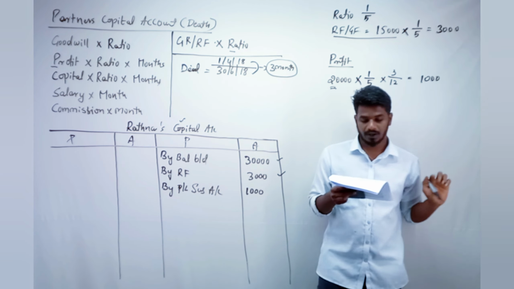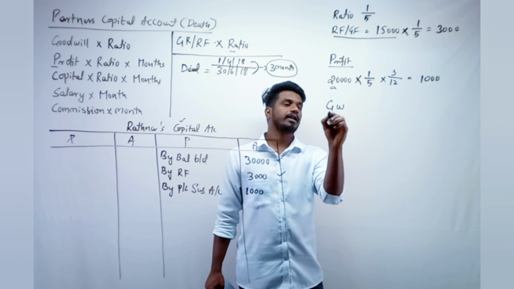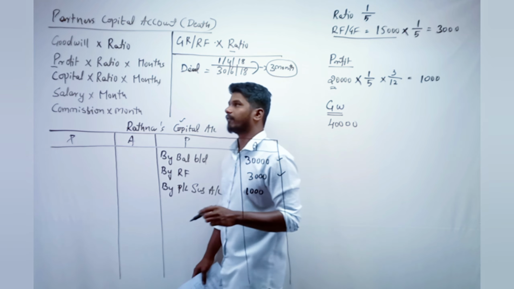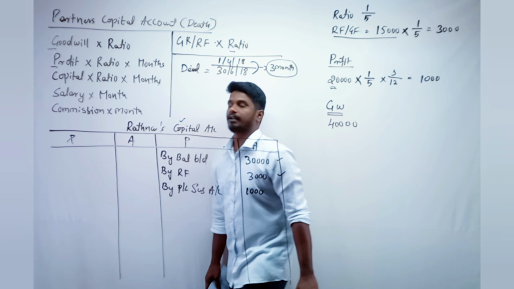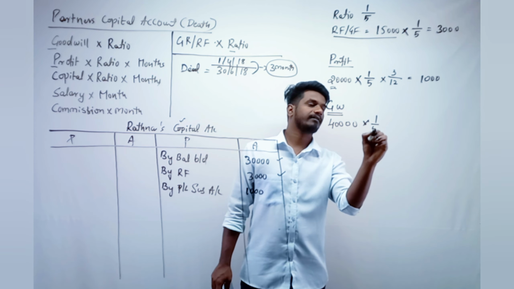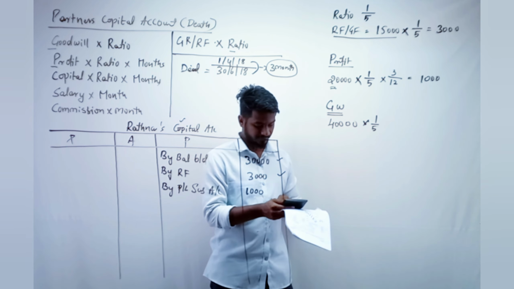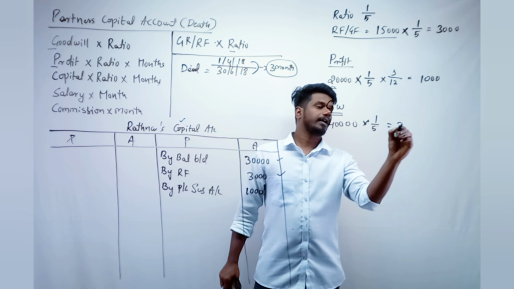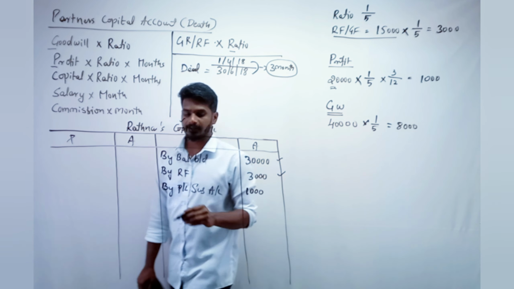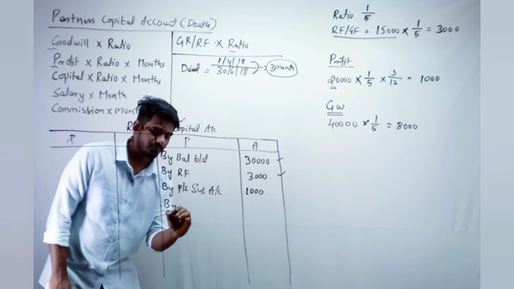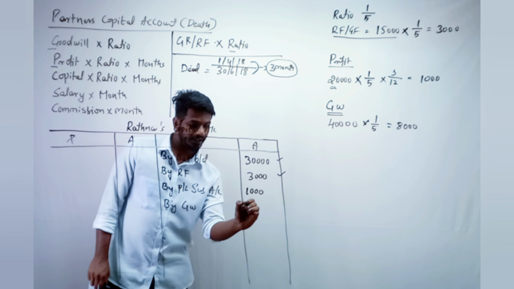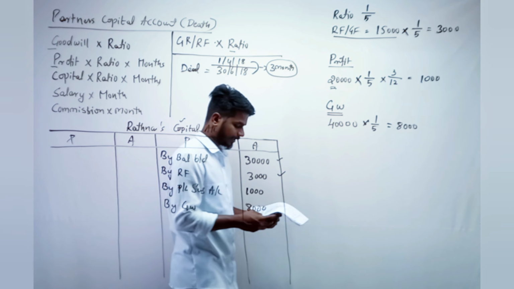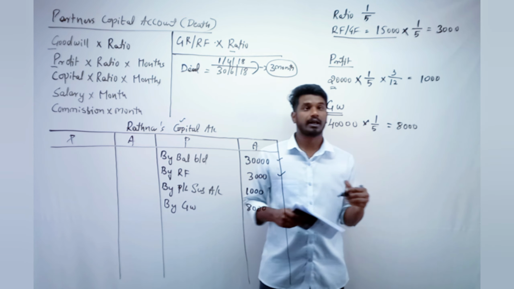Goodwill of the firm is valued at 40,000. So let us see the formula for that. Straight away, ratio into 1/5. 40,000 into 1/5, 1 divided by 5, is 8,000. So her goodwill is 8,000. Correct.